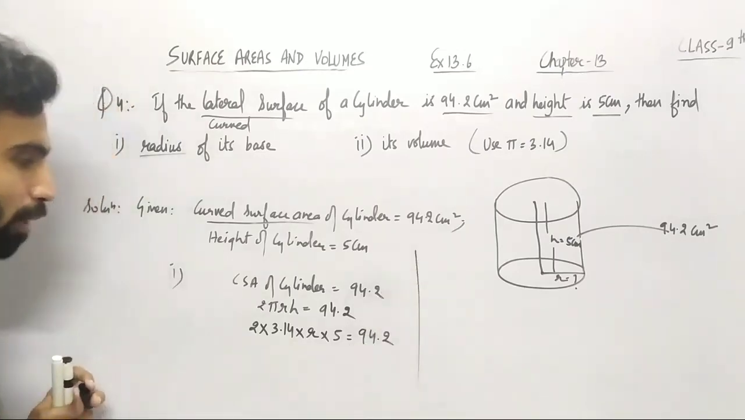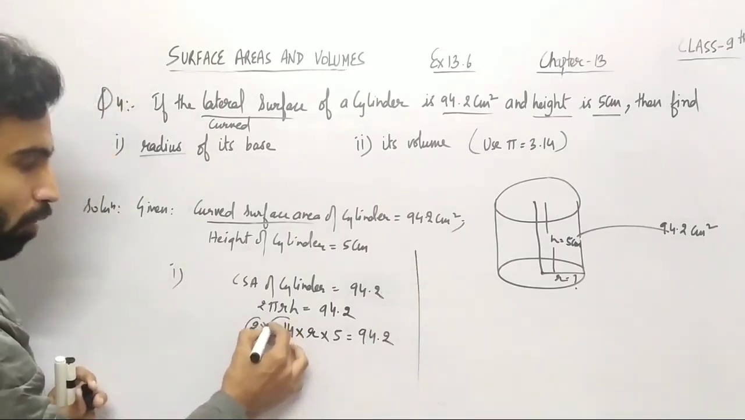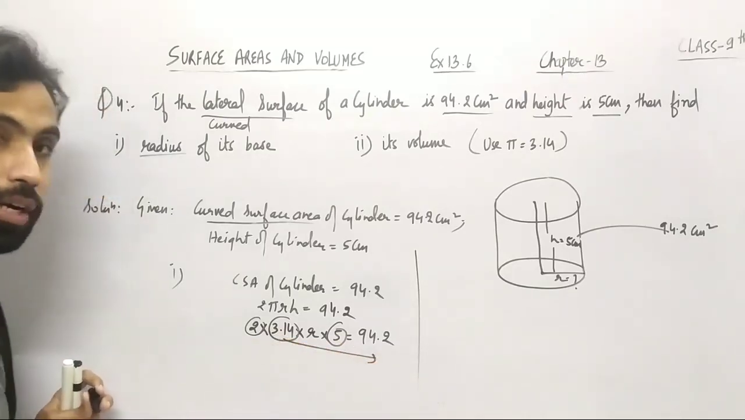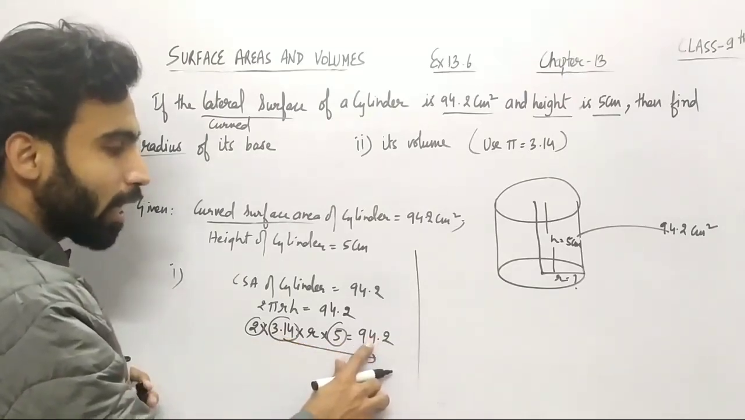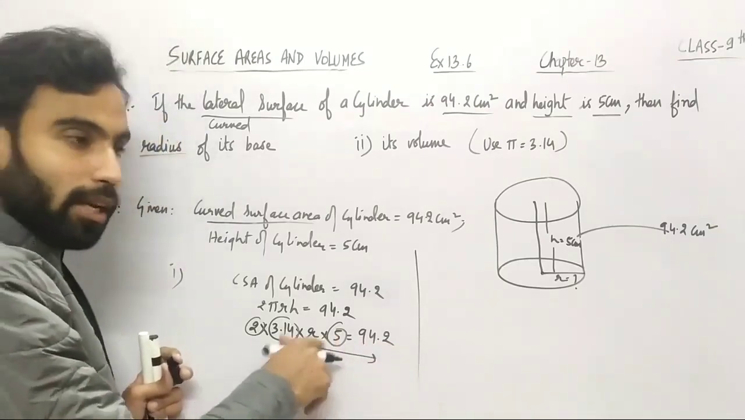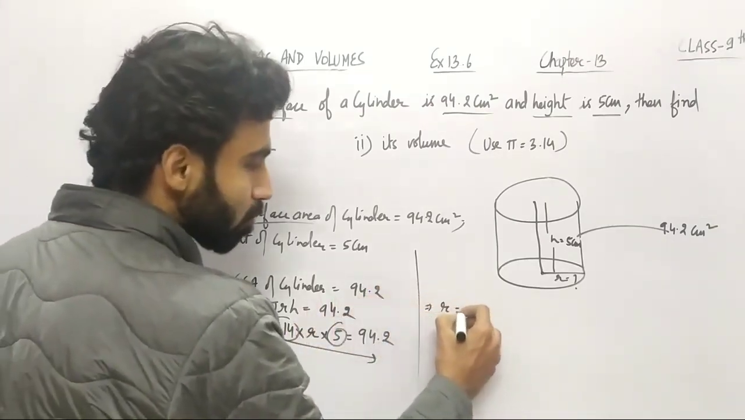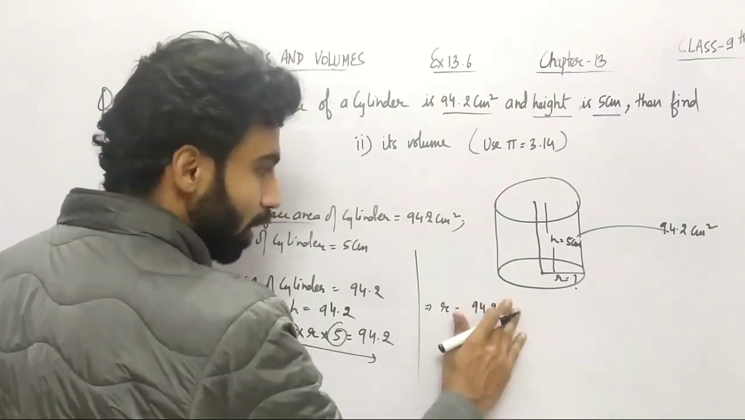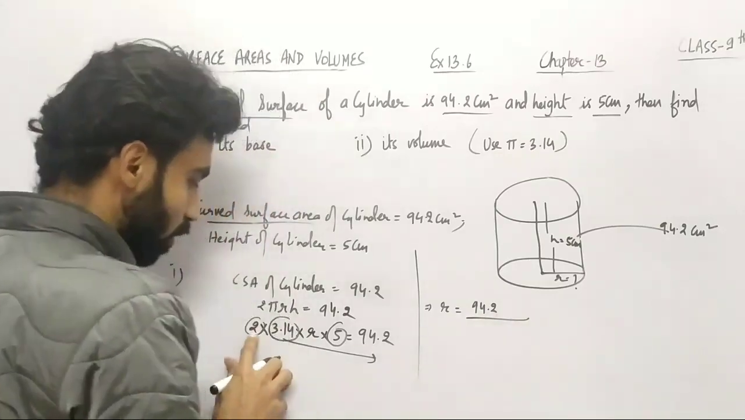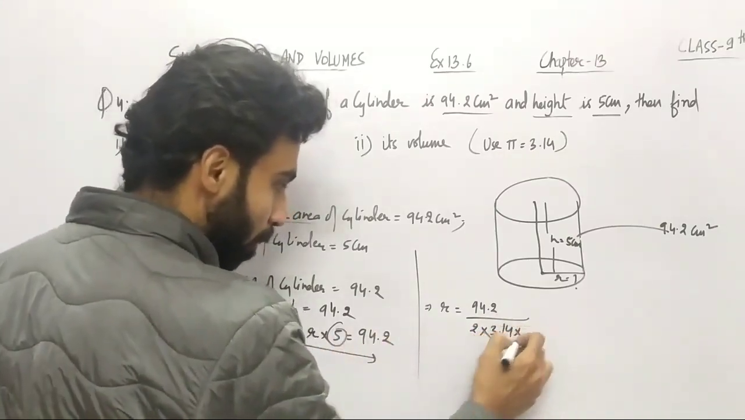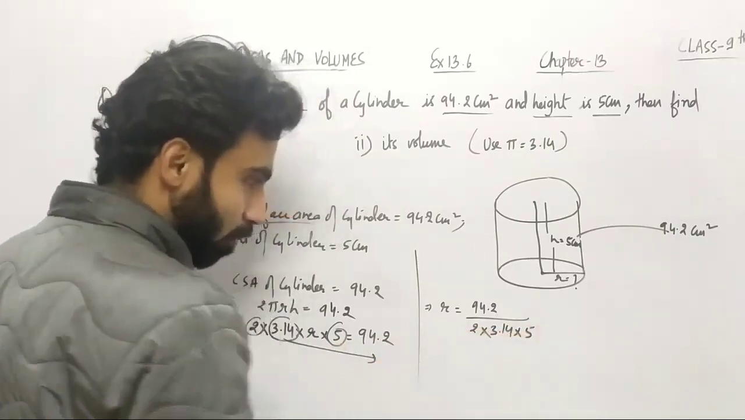नाउ अगर मैं आगे बढ़ूं तो आप देख सकते हैं ये 2, 3.14 और 5 जो है ये कहां शिफ्ट हो जाएंगे? इन द डिवीजन ऑफ द राइट हैंड साइड, यानी कि 94.2 के डिवाइड में आ जाएंगे. और हियर on the left hand side r will be remaining. So 94.2 into, sorry, not in multiply, in the division. So there will be 2 multiplied by 3.14 multiplied by 5, right?